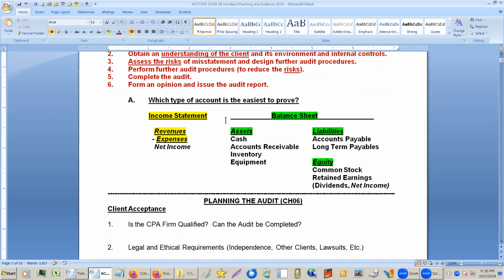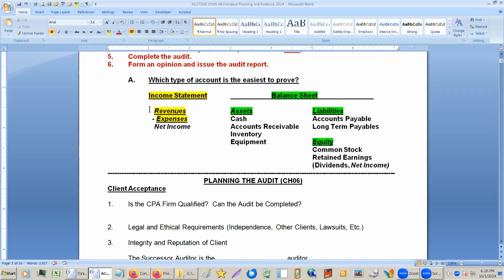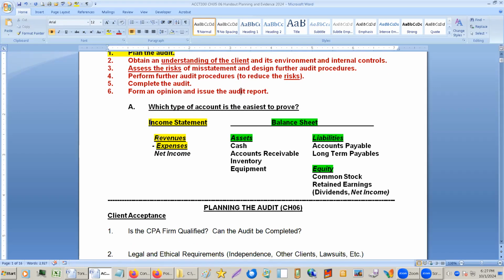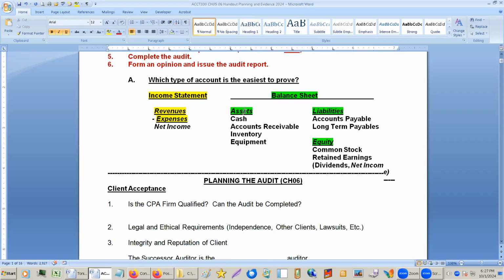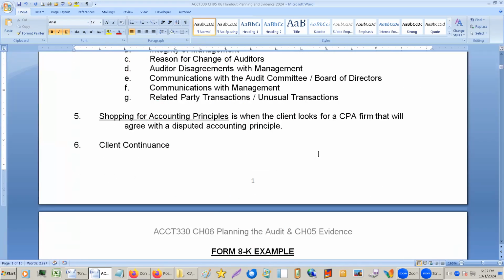Okay, so some of this is just kind of general. We have 2 different financial statements here. We have the income statement, and they have revenues and expenses. And we have a balance sheet, and they have assets, liabilities, and equity. And which one of these would be the easiest to prove?